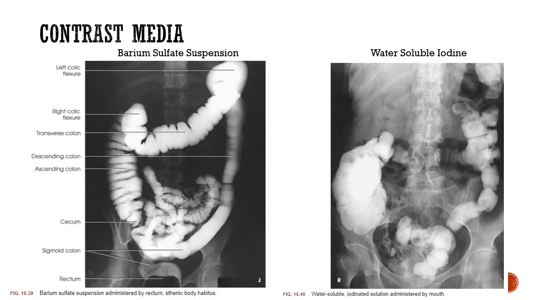And this is an image of a barium enema on the left-hand side using barium sulfate, and on the right-hand side using water-soluble iodine. It is fairly noticeable that the barium sulfate does a much better job coating the mucosal lining of the colon. However, water-soluble iodine is used in the case of perforations. This concludes our lesson on anatomy of the digestive system.